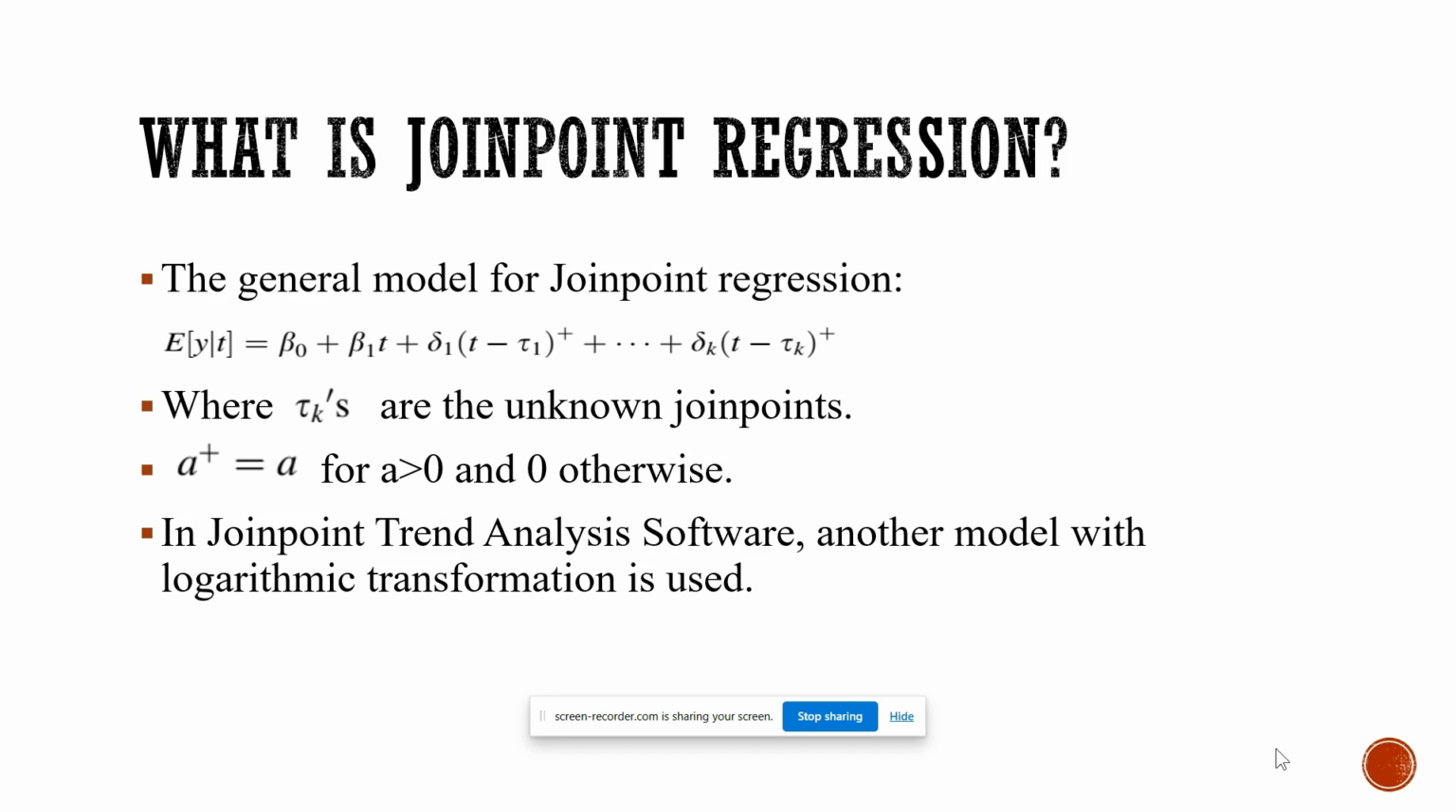The general model for joint point regression is the average of the dependent variable over time equaling the intercept plus the first join point and the rest of the join points. However, in joint point trend analysis software, the model is the same, but logarithmic transformation is also applied.